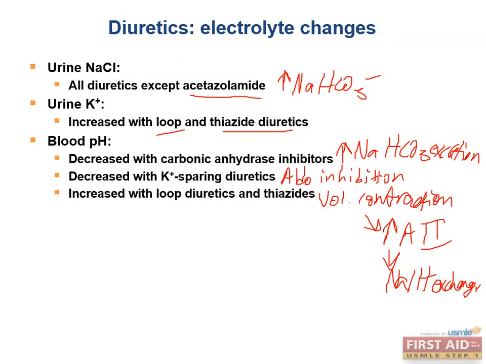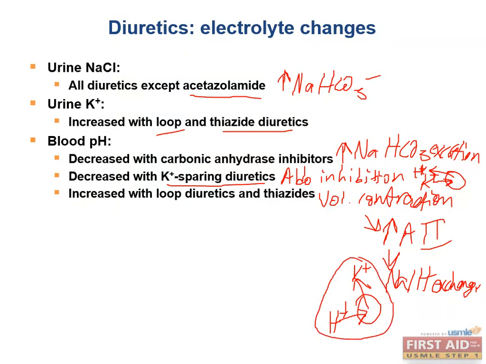And so as potassium exits the cells, hydrogen ions will enter the cells. Just like we saw with the potassium-sparing diuretics, where when potassium entered the cells, hydrogen ions exited the cells. So here, with loop diuretics and thiazides, we're getting the opposite effect. And with hydrogen ions entering the cells, we're getting a more basic pH.